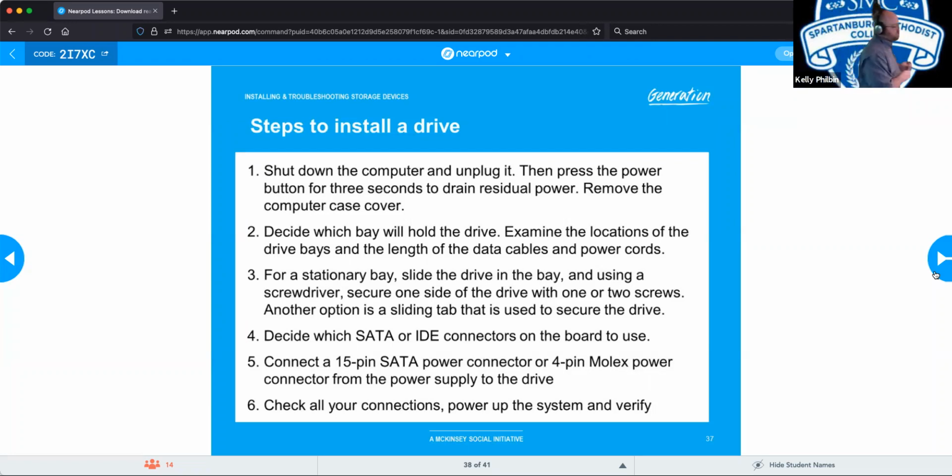And then you would need to hook it up utilizing either the SATA or IDE cables, depending on the drive and the computer you are using. Then you would connect either your SATA power or your 4-pin Molex or mini Molex to give the unit the power it needs to operate. Check all your connections, double check your connections, make sure everything is snug and fit, and then close the system back up, plug it back in, and pray. Go ahead and turn it on.